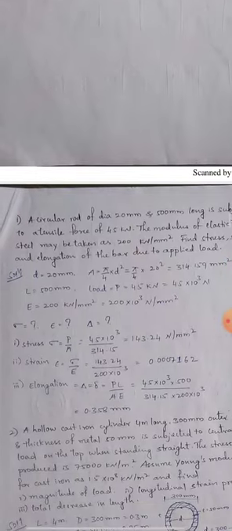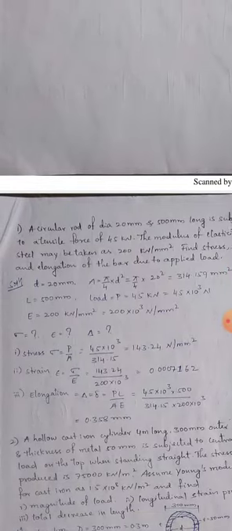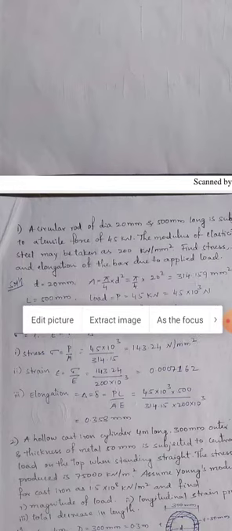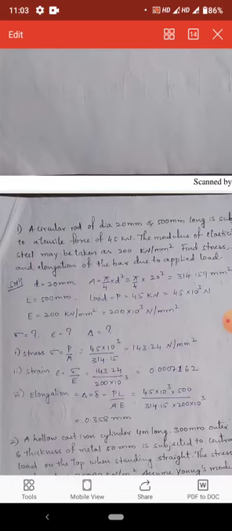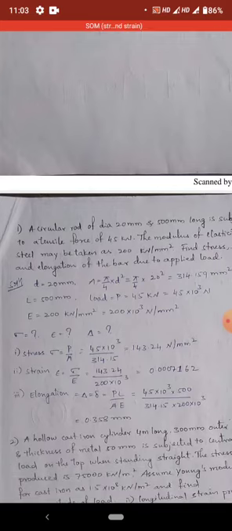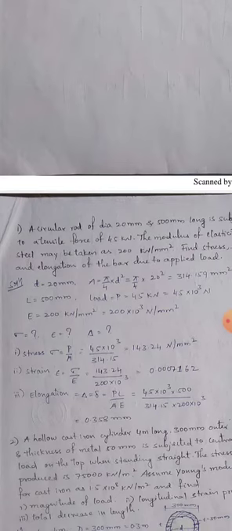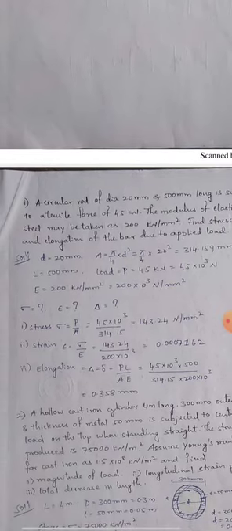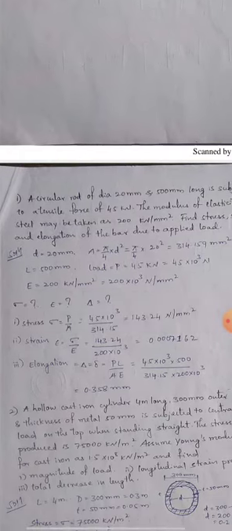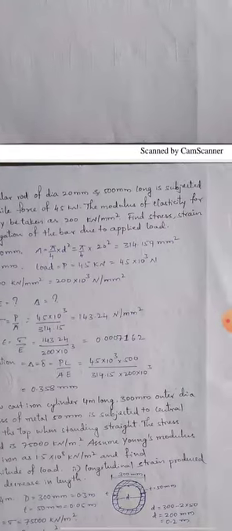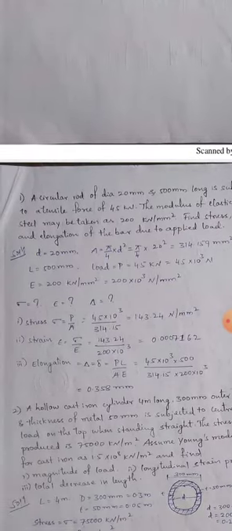The second problem, okay, a hollow cast iron cylinder 4 meter long, 300 mm outer dia, and the thickness of the metal is 50 mm, which is subjected to a central load on the top when standing straight, the stress produced is 75,000 kilonewton per meter square, and assume Young's modulus of the cast iron is 1.5 into 10 raised to 8 kilonewton per meter square. Find, here also same, the magnitude of the load, longitudinal strain, okay, and total decrease in length.